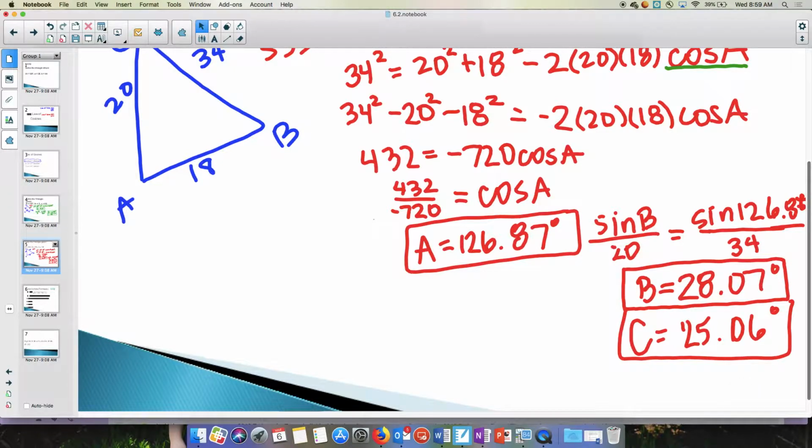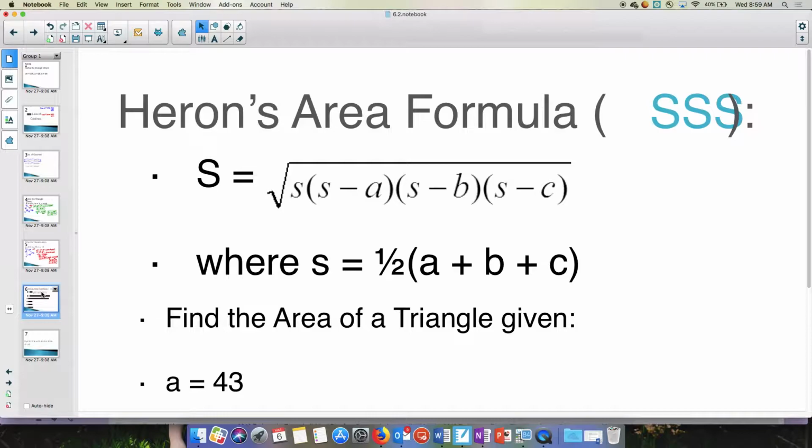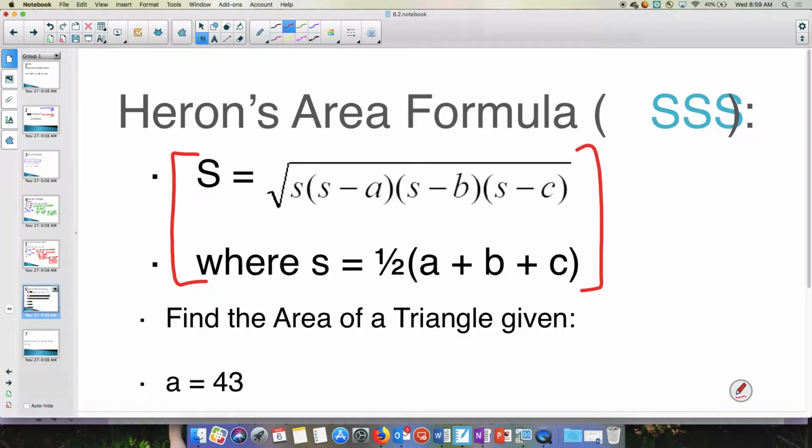Okay, there is one more area formula that I want to teach you about. It's called Heron's formula, and you learned it last year. You may have learned it as Hero's formula. Sometimes it's called Hero, sometimes it's called Heron. I don't really know why. But maybe they thought he was a hero. But this is Heron's formula. You need both of these right here.